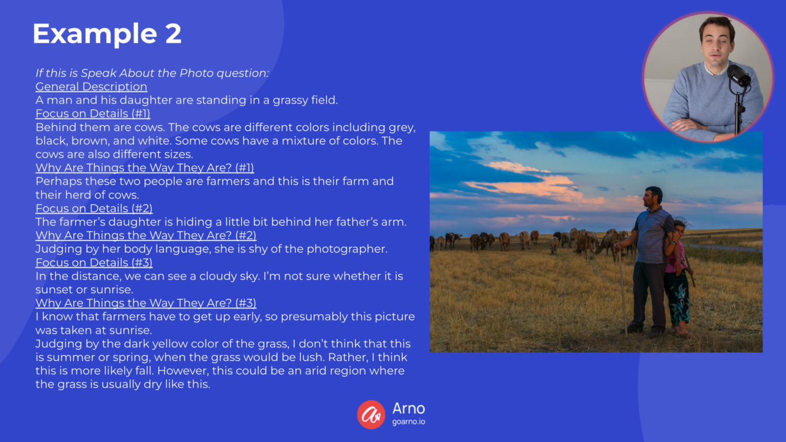And then I'll continue to speculate. Judging by the dark yellow color of the grass, I don't think that this is summer or spring, when the grass would be lush. Rather, I think this is more likely fall. However, this could be an arid region where the grass is usually dry like this.